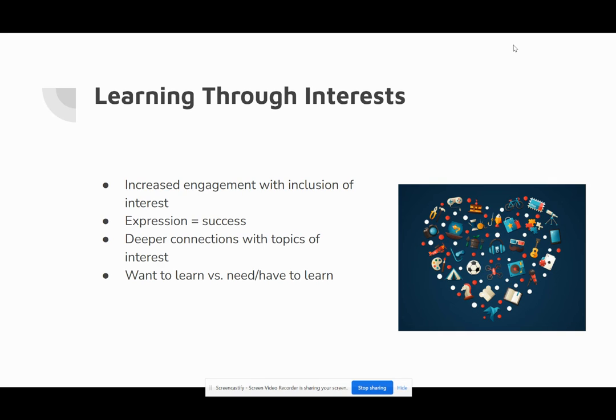Learning through our interests. It's pretty self explanatory. Students are going to learn so much more when they care about what they're learning. So we increase that engagement when we include topics of interest for them.